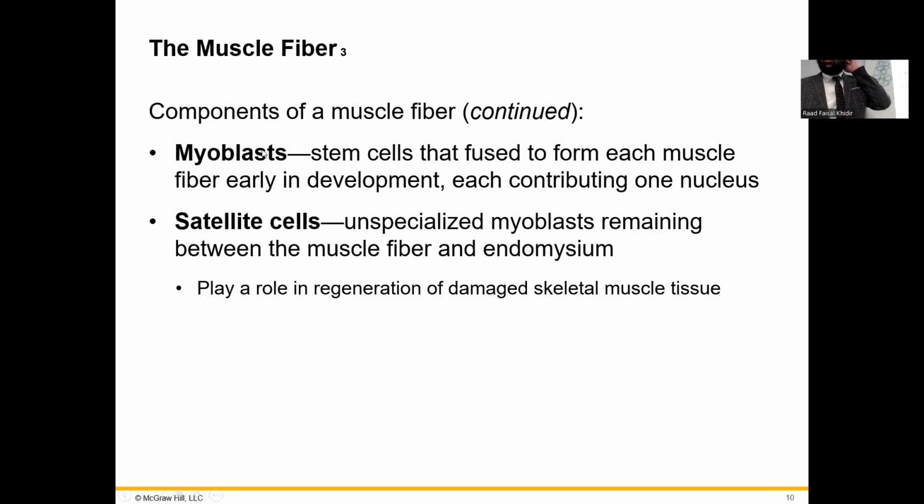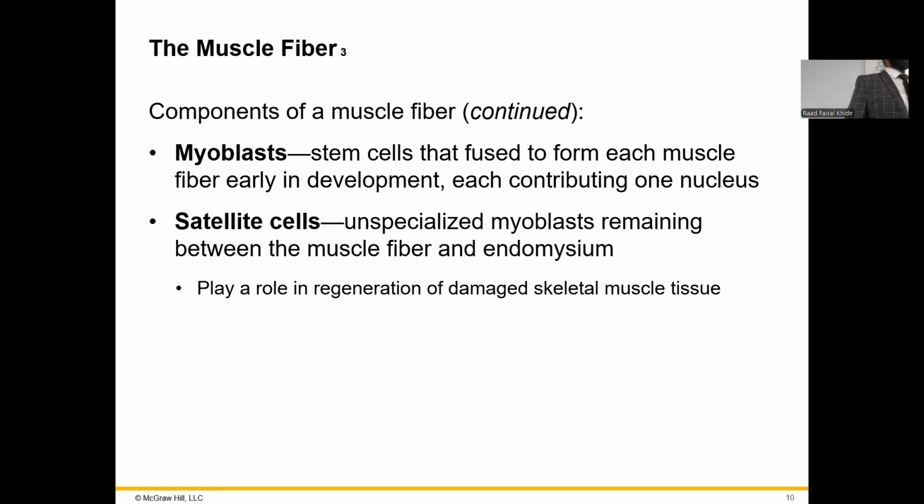So what are myoblasts? Remember in the bone lecture when we talked about osteoblasts? Myoblasts are stem cells that fuse in order to form each muscle fiber early in development, each contributing one nucleus.